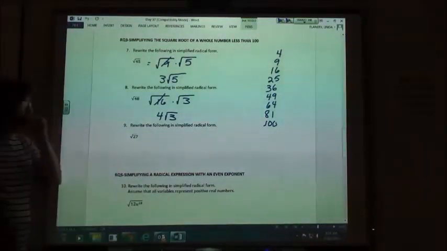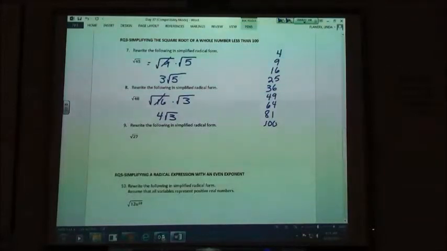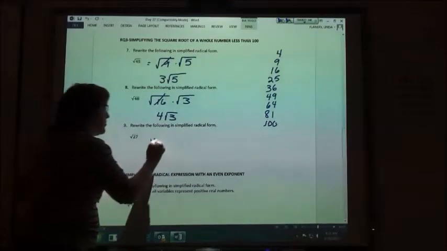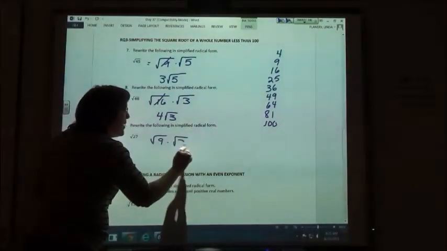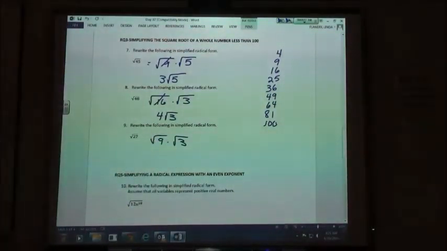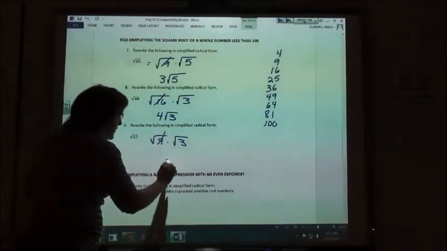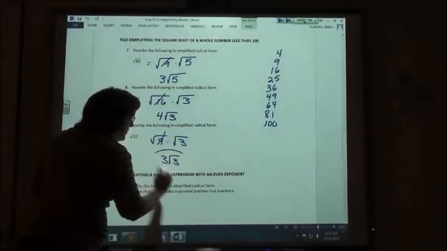So if I'm going to do the square root of 27, what's the biggest perfect square that divides into 27 evenly? 9 and 3. 9. So 9 times 3. So square root of 9 times the square root of 3. And the square root of 9 is? 3. So we get 3 square root of 3 for our answer.